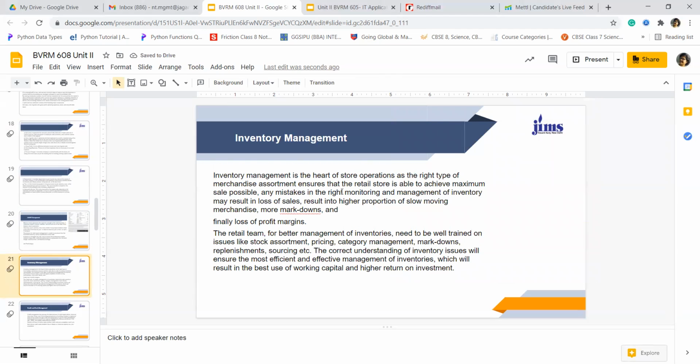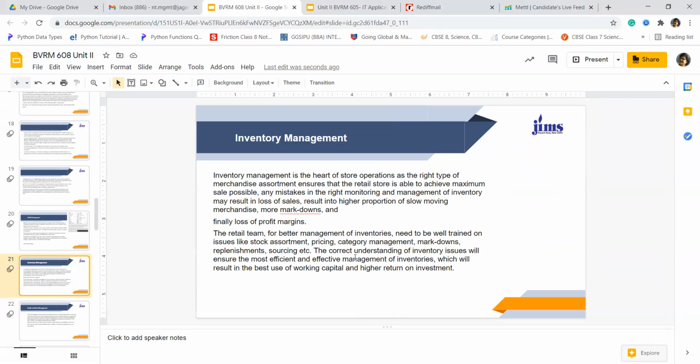Now, inventory management. Inventory management is the heart of the store's operation, as the right type of merchandise assortment ensures that the retail store is able to achieve maximum sale possible. Any mistakes in the right monitoring and management of inventory may result in loss of sales, result into higher proportion of slow moving merchandise, more markdowns, and finally loss of profit margins.